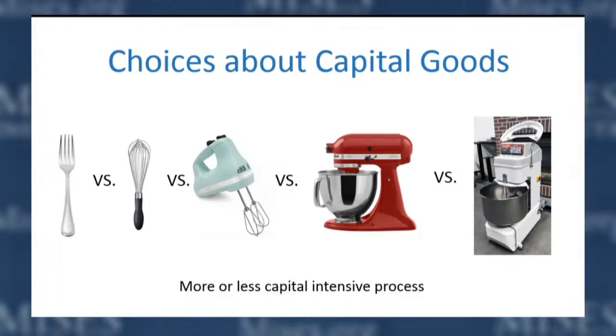There are different things we can use to aid us in whipping and beating eggs, right? We can use a fork and a bowl, right? That's pretty easy and simple if you're just making a little omelet. But you can also use a whisk. It gets a little more action. You can use a handheld mixer.